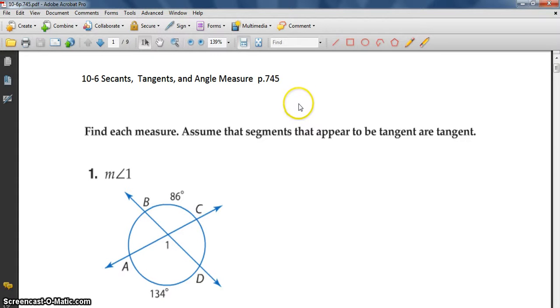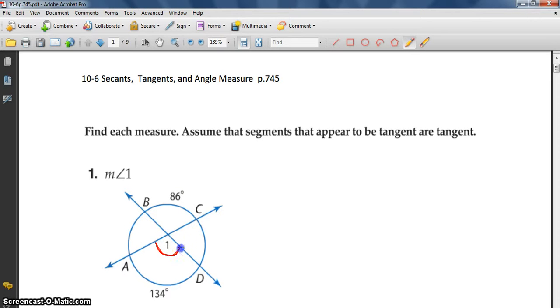Alright, section 10.6, secants, tangents, and angle measure, starting on page 745. Number 1, find each measure, assume that segments that appear to be tangent are tangent. Okay, so for number 1, we want to find the measure of angle 1.